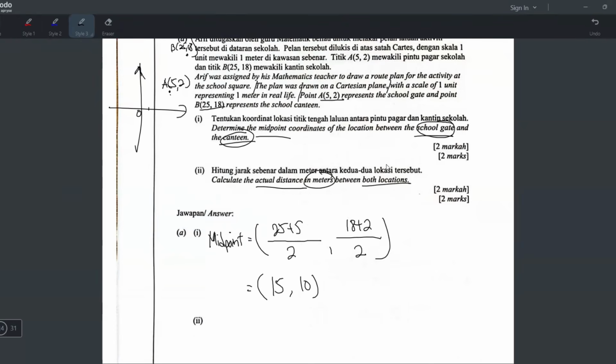Number 2, calculate the actual distance in meters between both locations. I remember they mentioned something about meters just now in the question. They said that 1 unit represents 1 meter in real life. So what can we do now?